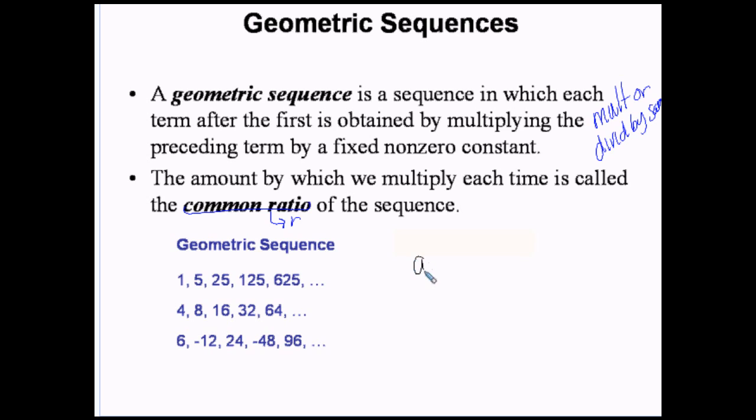So our first term is still going to be the same. We still have A1 as our first term. Our common ratio is what we multiply.